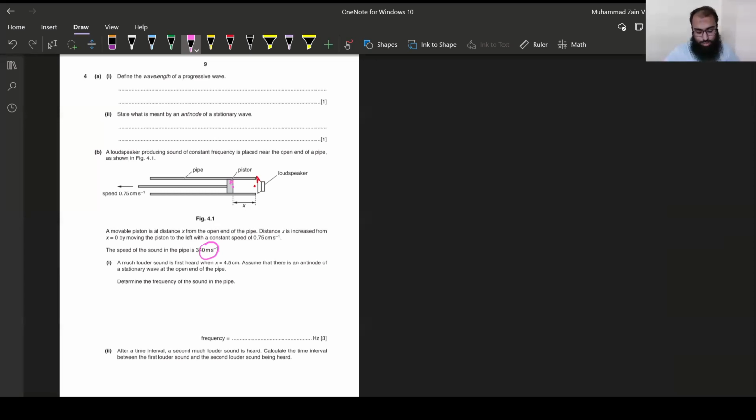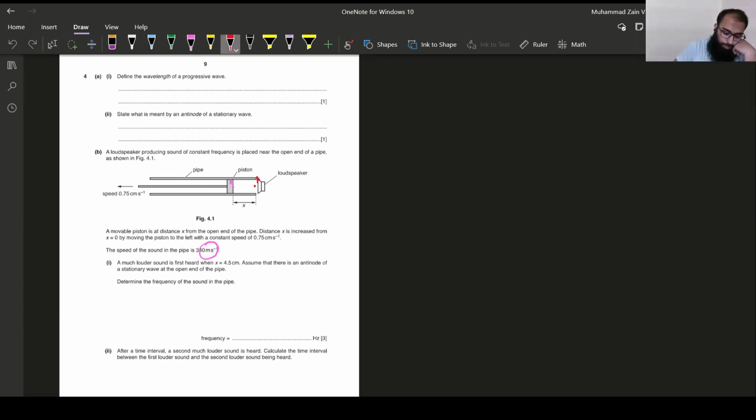And obviously, these assumptions would always be what I just told you: there would always be antinodes on open ends and nodes on closed ends. So just remember this. Now a much louder sound is first heard when x equals 4.5 centimeters, meaning that there is an antinode which has just formed at point A.